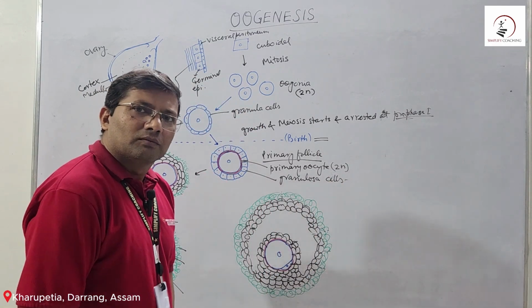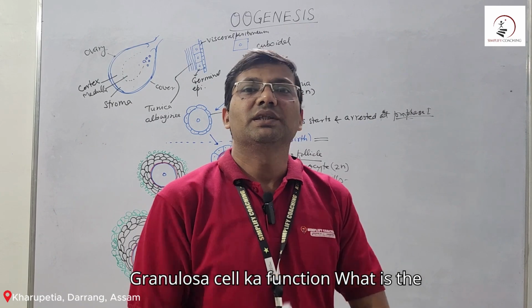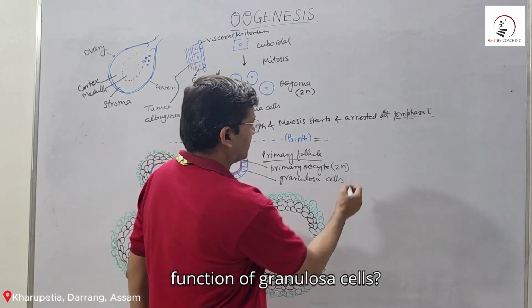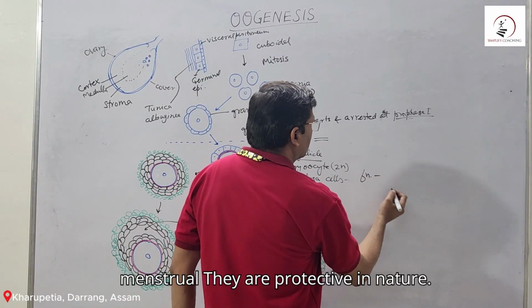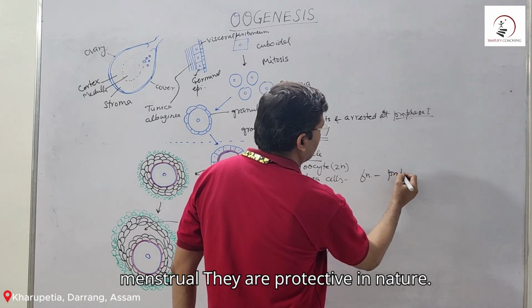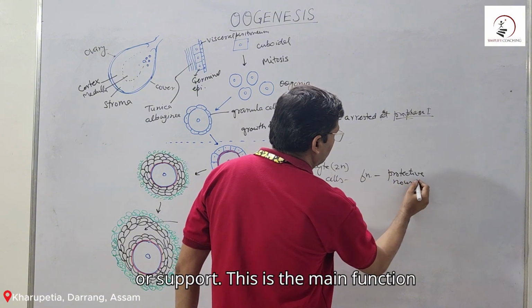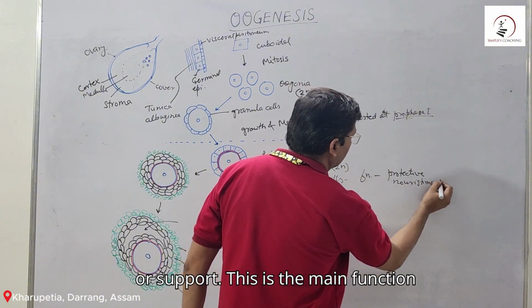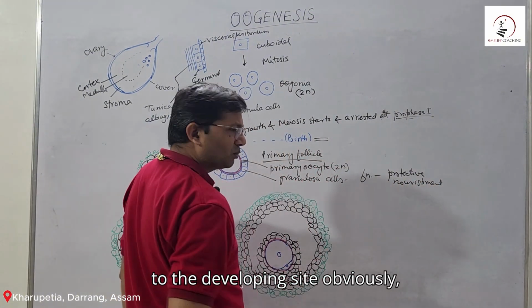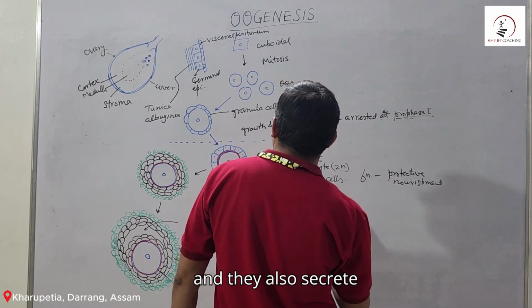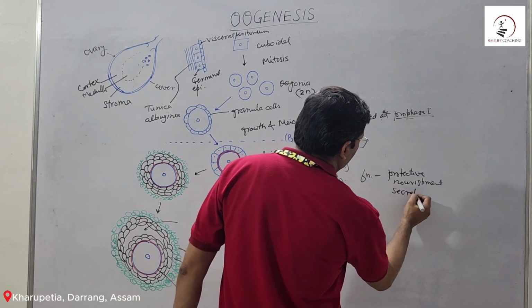तो granulosa cell का function क्या है? What is the function of granulosa cells? They are protective in nature. They provide nourishment or support, this is the main function, to the developing oocyte, obviously. And they also secrete estrogen.